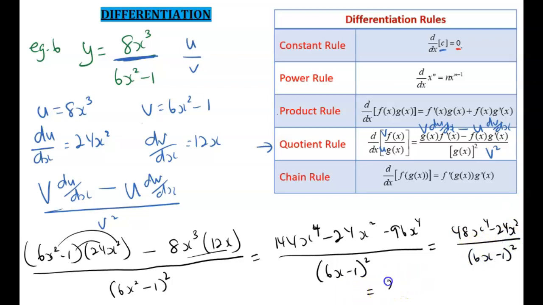I could factor out 24x squared if I wanted, and put 2x squared minus 1 here, and then put 6x squared minus 1 all squared. So this could be an answer, or this one here as well, right? So either one. So everybody, this is the end of my sixth example. Now let me move on to the next rule, which is the chain rule.